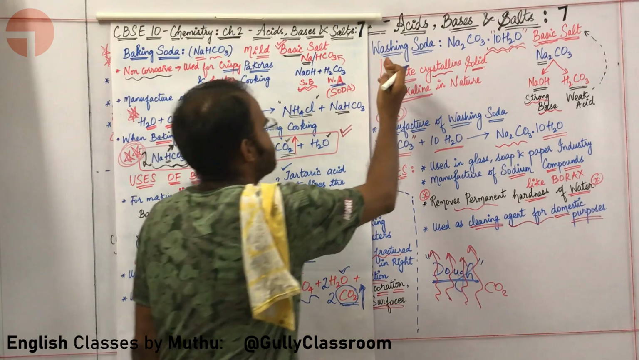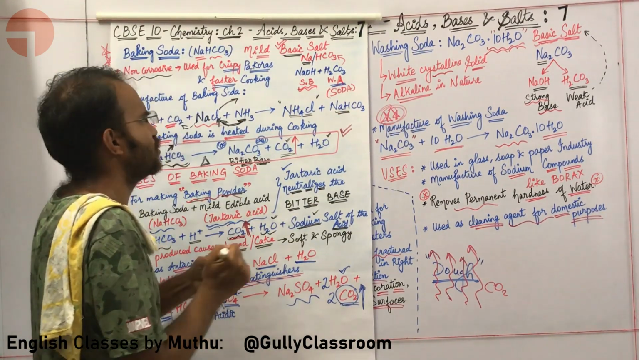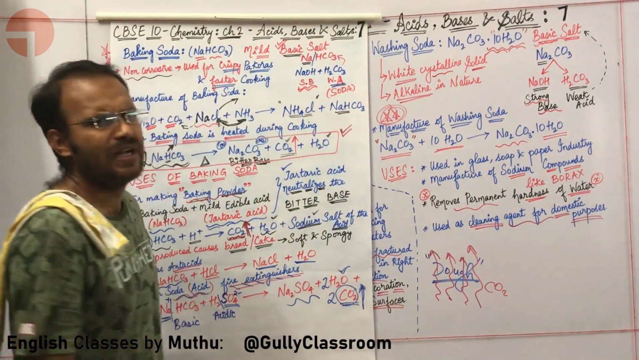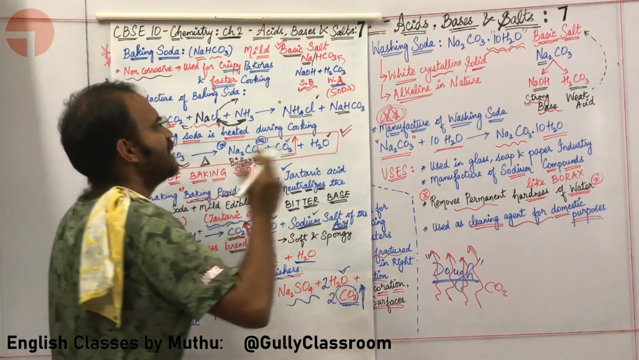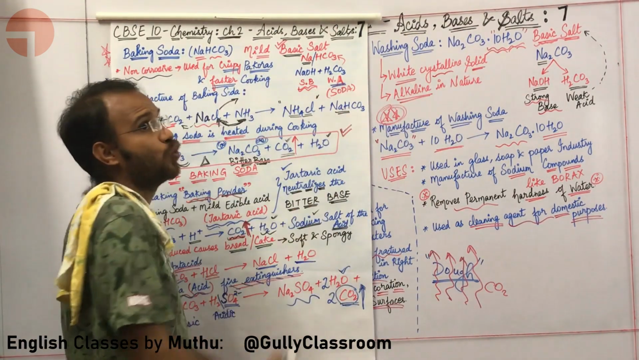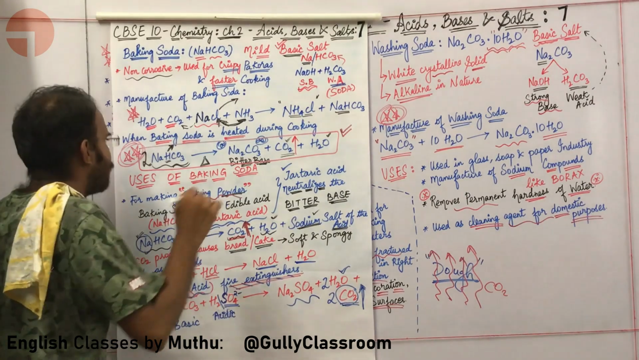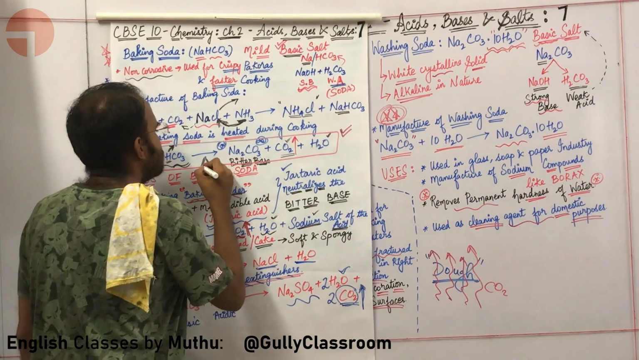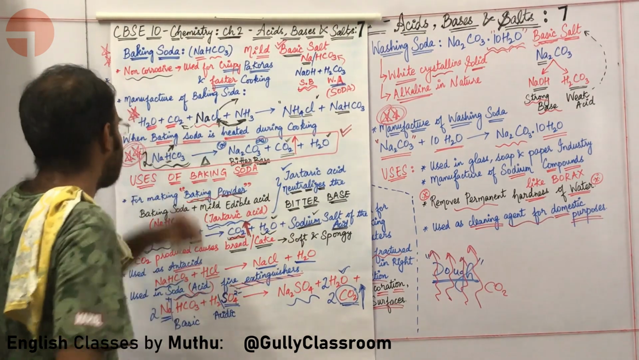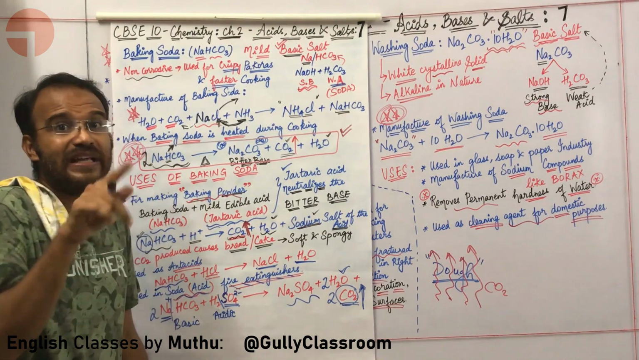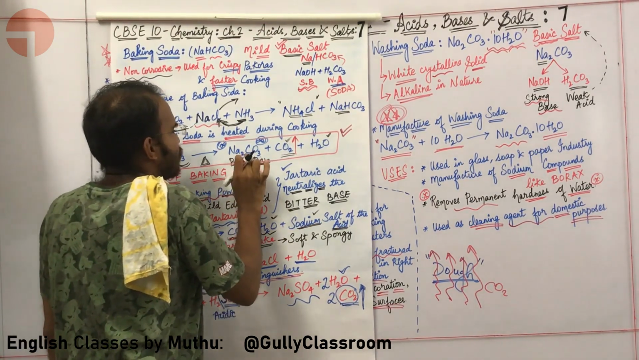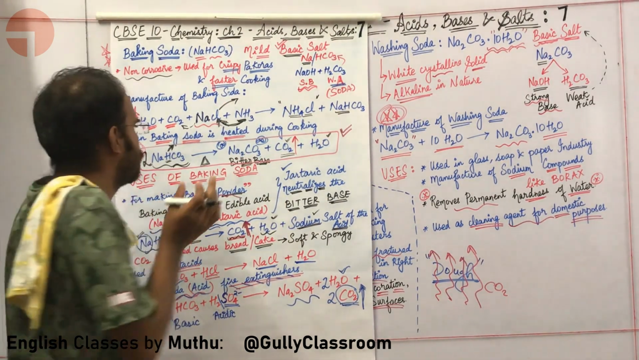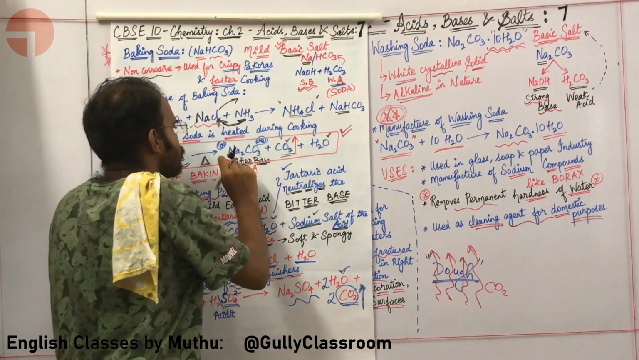What is the next thing? The next thing is washing soda. What is washing soda? Washing soda is Na2CO3.10H2O. Sir, wait a second. But we have already seen that we can manufacture Na2CO3 or sodium carbonate from NaHCO3 or sodium hydrogen carbonate by simply heating it. Yes. By heating baking soda or NaHCO3, I get Na2CO3 or washing soda. Baking soda can be heated to give Na2CO3 or sodium carbonate.